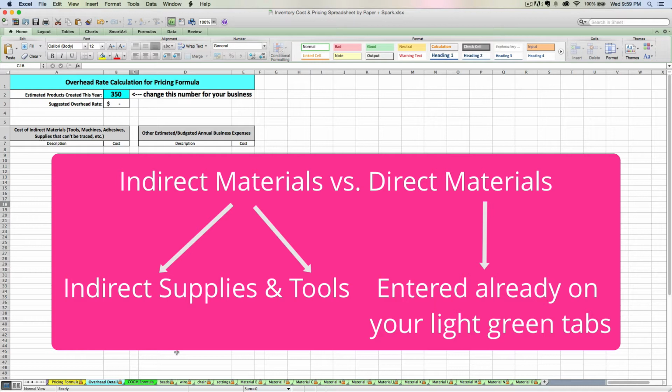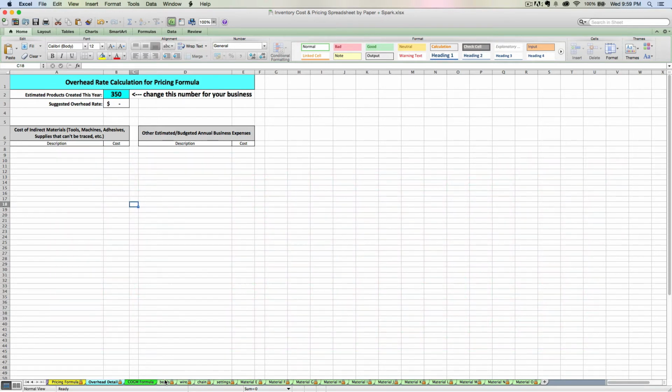You can't create that finished good without your tools, but you can't trace your tool to your product on a specific basis. So these are two types of materials that need to be included when you're pricing your finished good, but we need to figure out a way to do that because they're not simple and straightforward like your direct supplies and your direct materials, but they still need to be included. Otherwise, you're not pricing your good high enough to cover the cost of those indirect materials. I hope that makes sense to you.